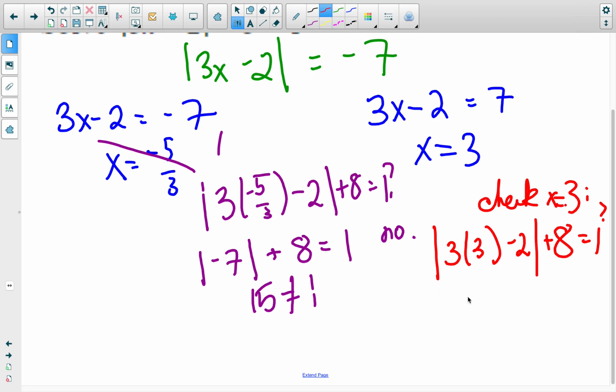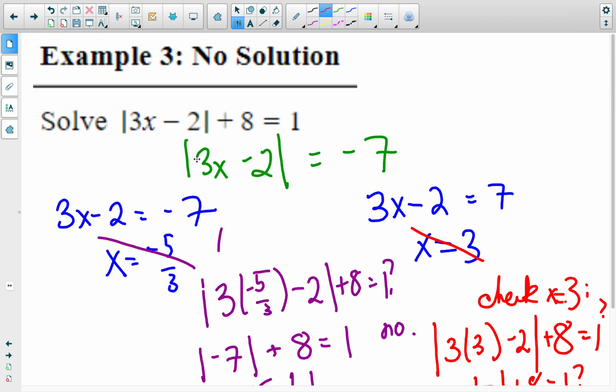So we get another situation. 9 minus 2 gives us 7. So is the absolute value of 7 plus 8 equal to 1? No. Again, we end up with 15. 15 is not equal to 1. So neither of these is a solution. So this overall absolute value equation has no solution, because both of the solutions that we thought we had were extraneous.